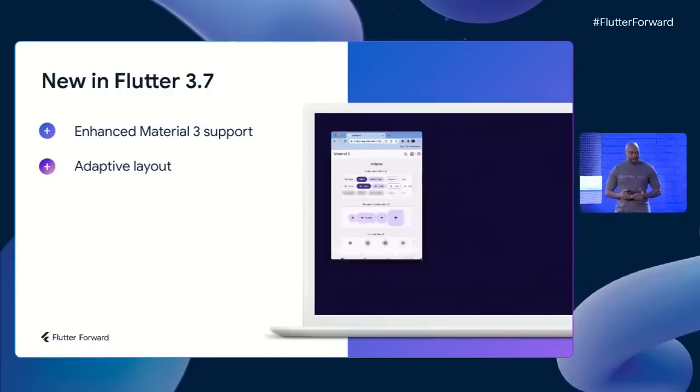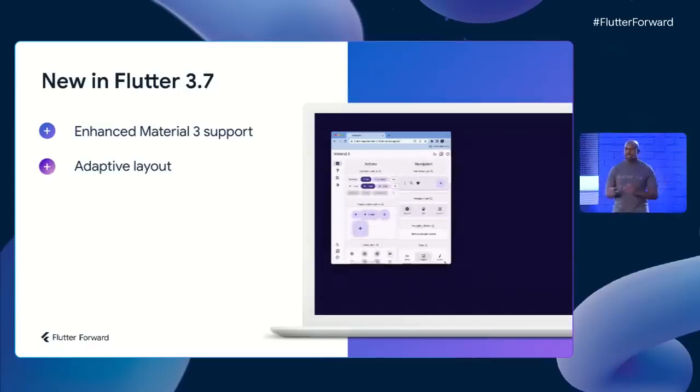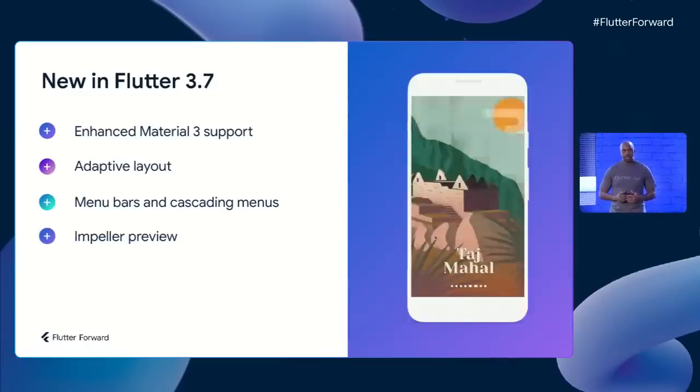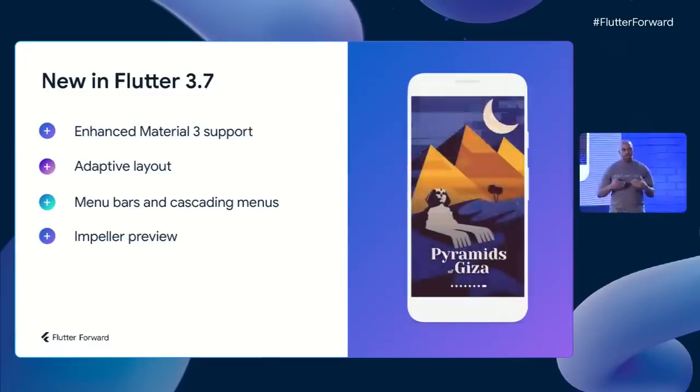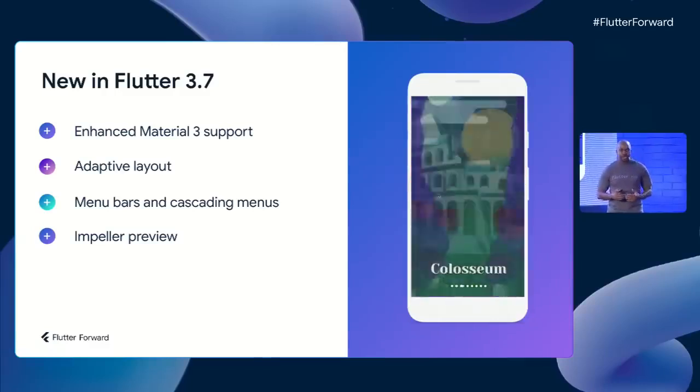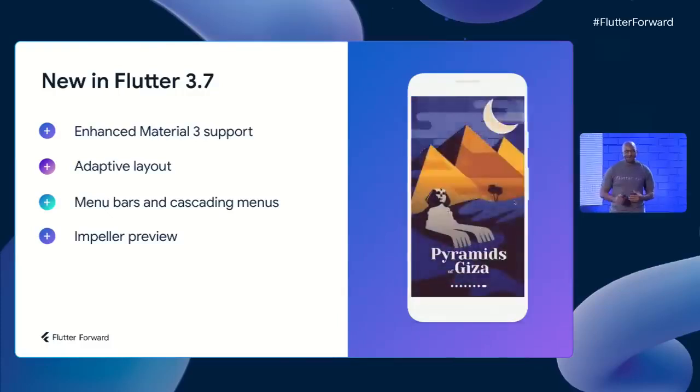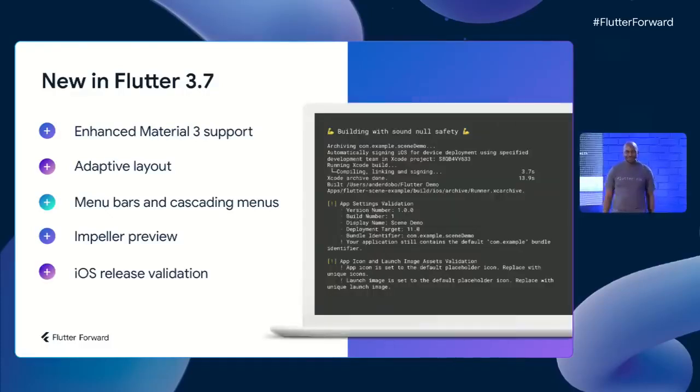We have adaptive layouts, which enables your app's UI to automatically scale to look great on various screen sizes. We've got menu bars and cascading context menus, which are fully customizable to your app's needs. We've made Impeller, which is the graphics rendering engine that we've been building, available now as a preview for you to use in iOS versions of your app. And to help you with the iOS app release process, the tool now validates some of the settings that you need to be configured before you actually submit to the App Store.